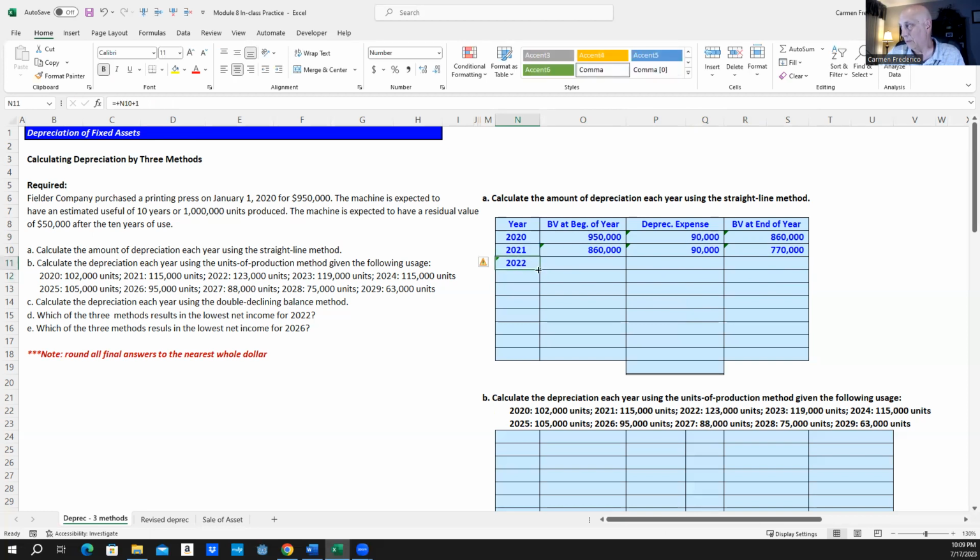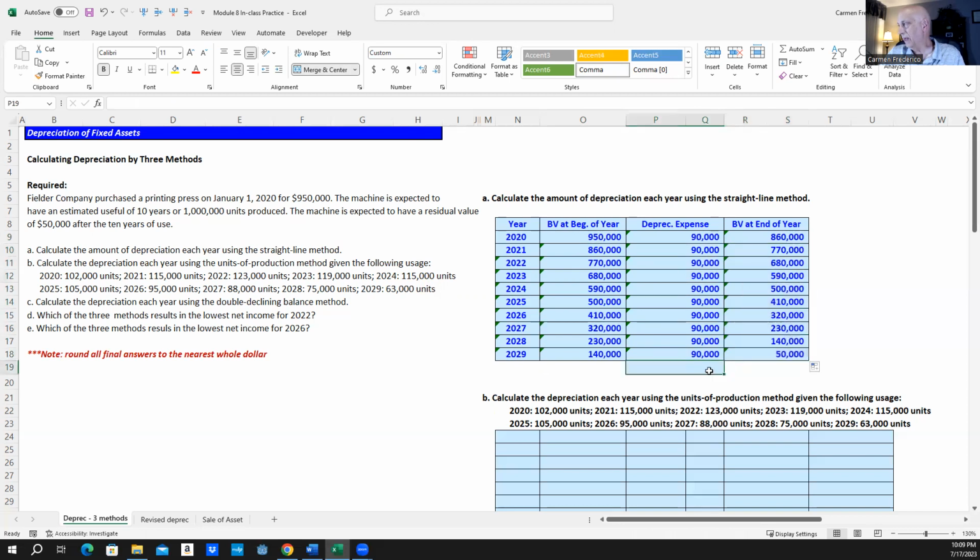I'm just going to copy all the years down. And you can copy these formulas all the way down because it's going to be the same expense every year. Let's just do this. Boom. And then this, boom, and then this. All right.